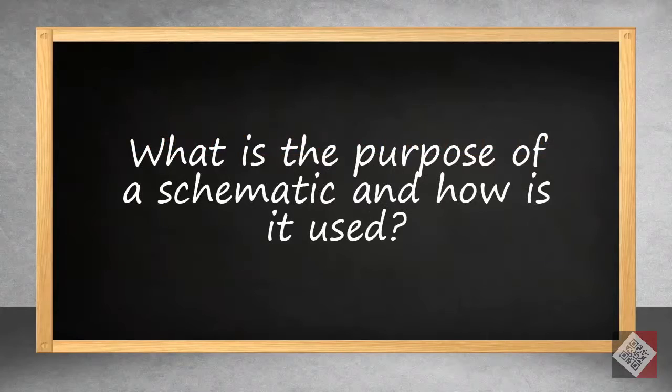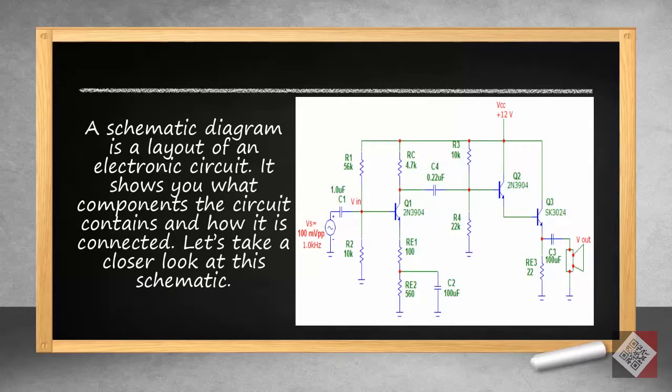What is the purpose of a schematic and how is it used? A schematic diagram is a layout of an electronic circuit. It shows you what components the circuit contains and how it is connected. Let's take a closer look at this schematic.